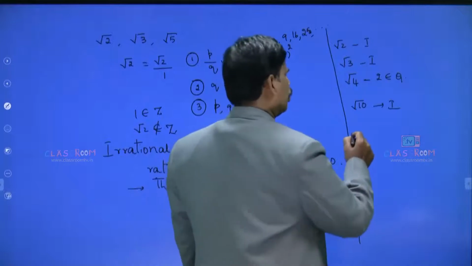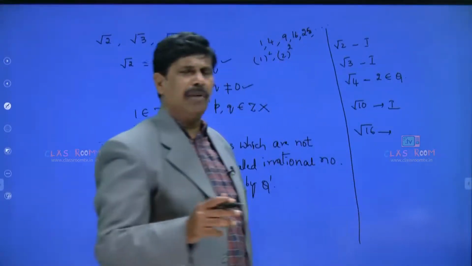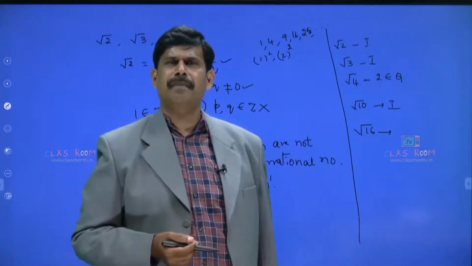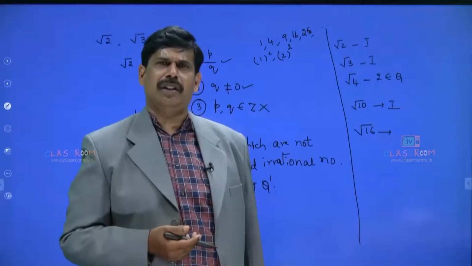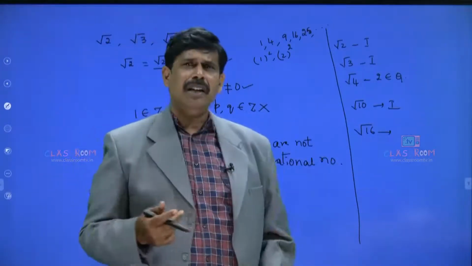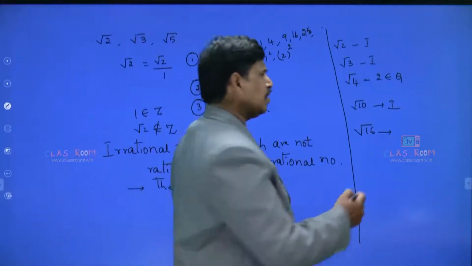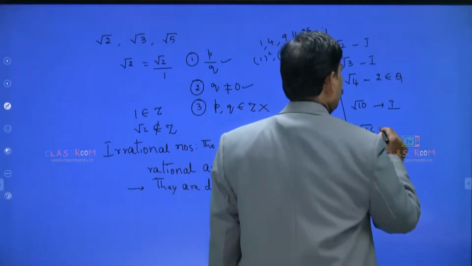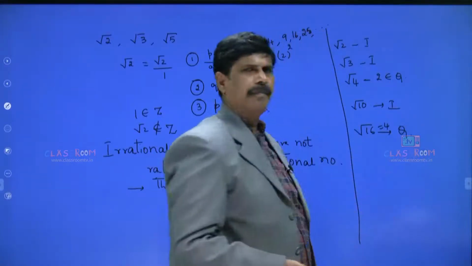Suppose I am giving you root 16. Now can you verify whether it is a rational number or irrational number? Root 16, how do you verify it? See, you know 16 is a perfect square number. 4 square is 16. So you get the answer as 4. So this is a rational number.